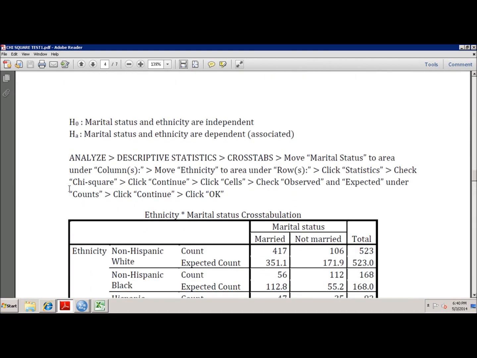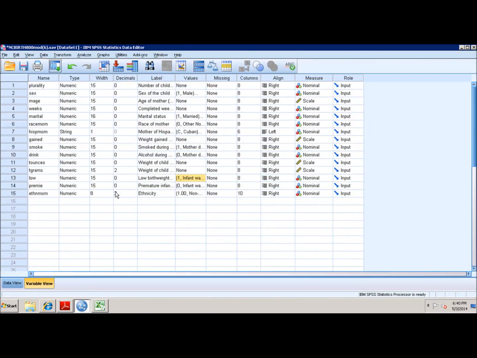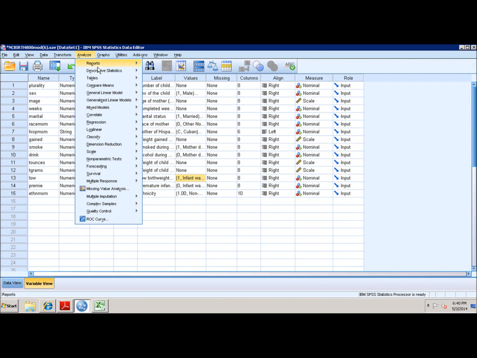So the first thing, remember, is what you want to be able to do is know how to write your null and alternative. In this case, our null is simply that marital status and ethnicity are independent. Our alternative is that marital status and ethnicity are associated or dependent. In SPSS, we're going to open that up. We're going to go to our Analyze, Descriptives, Crosstabs.